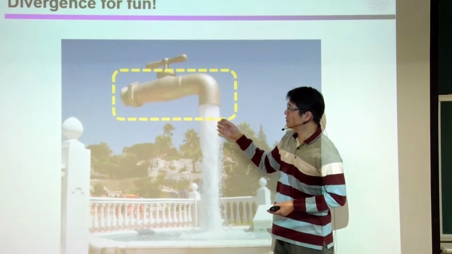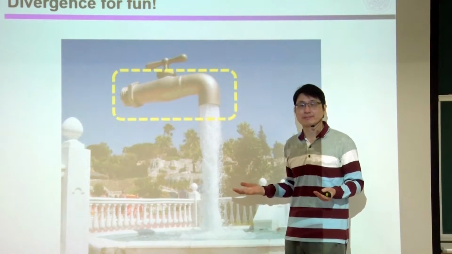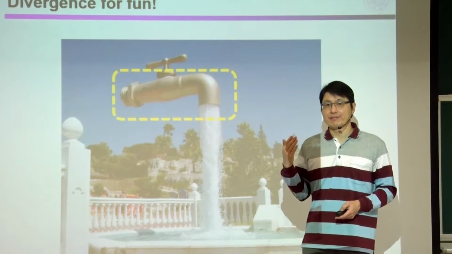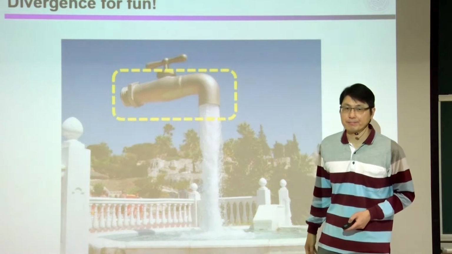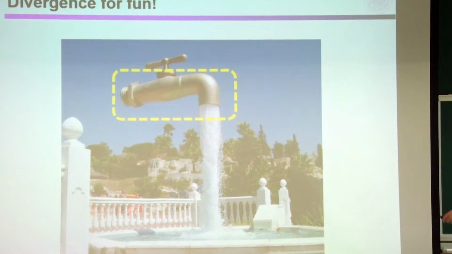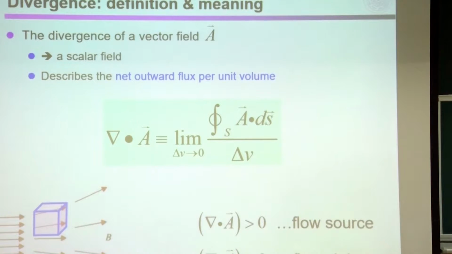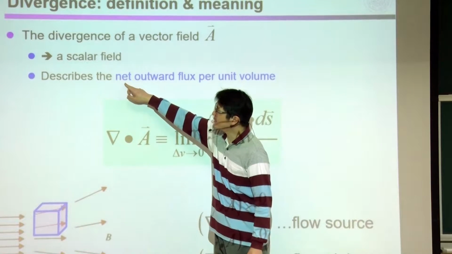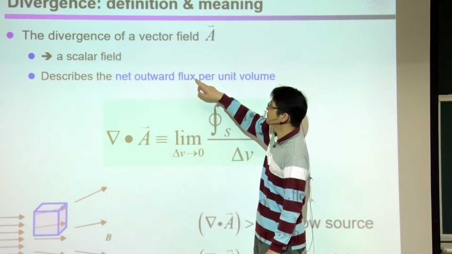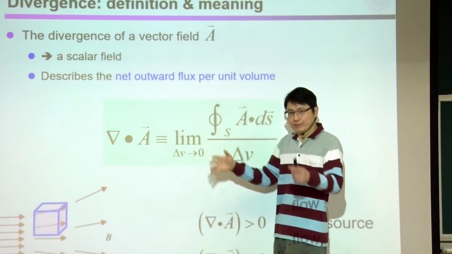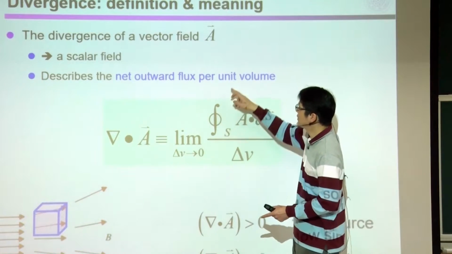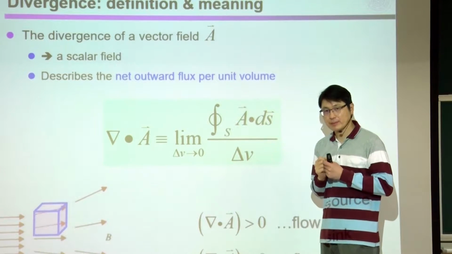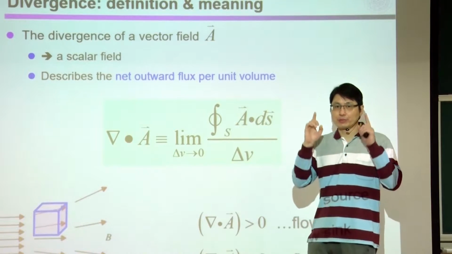In space, you just have water coming out. And that really relates to what divergence means physically. The meaning of divergence is that you're trying to sample the net outward flow, or flux, of your vectorial field in a small three-dimensional volume. This is what you have to remember forever.